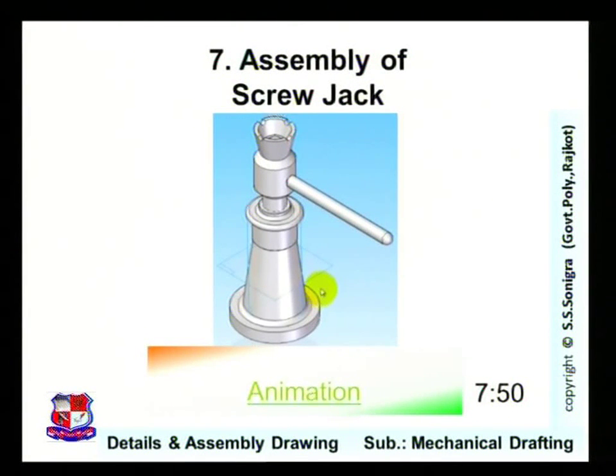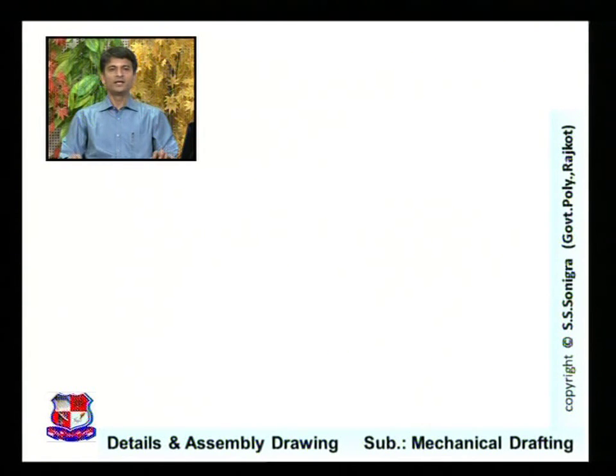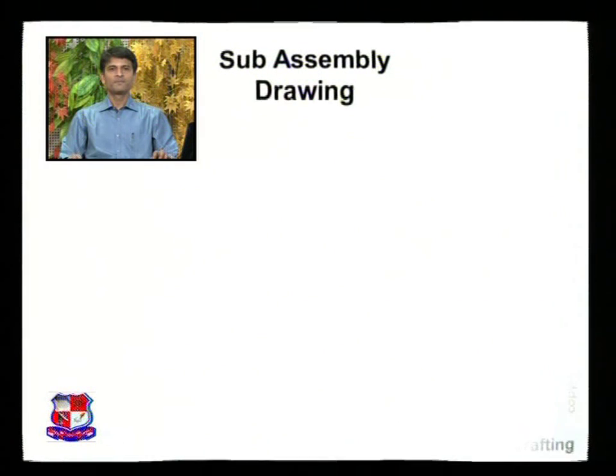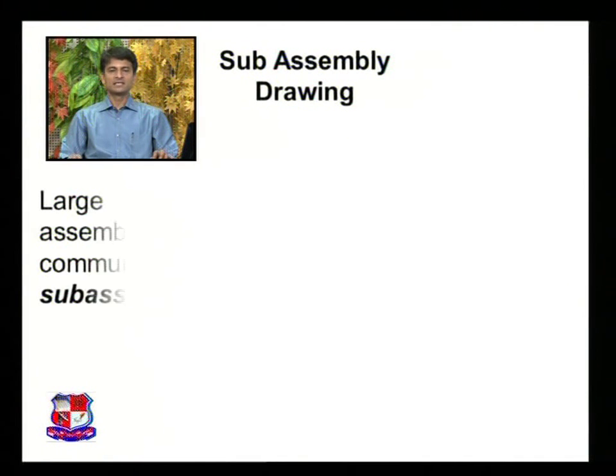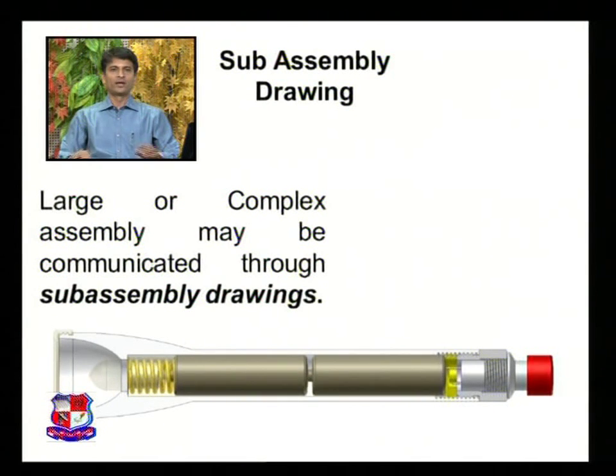Assembly of screw jack. As we have seen the animation of screw jack, let us skip that animation and draw sub-assembly drawings. Now what do you mean by sub-assembly drawing? This is one live example of a torch. Large or complex assemblies may be communicated through sub-assembly drawings.